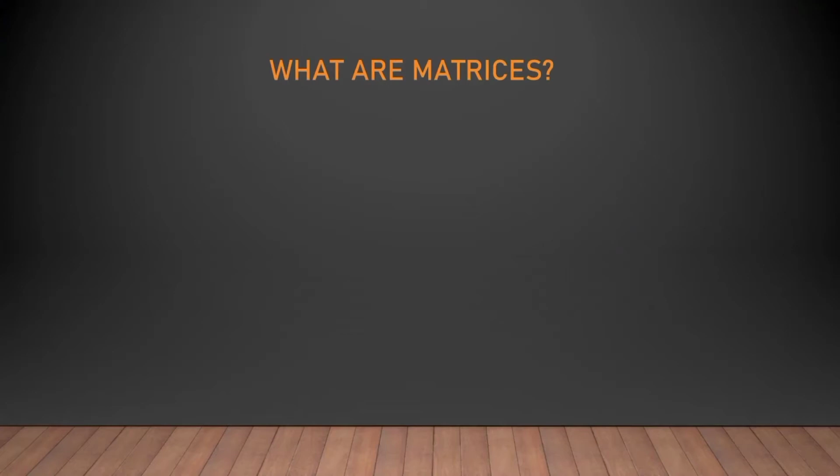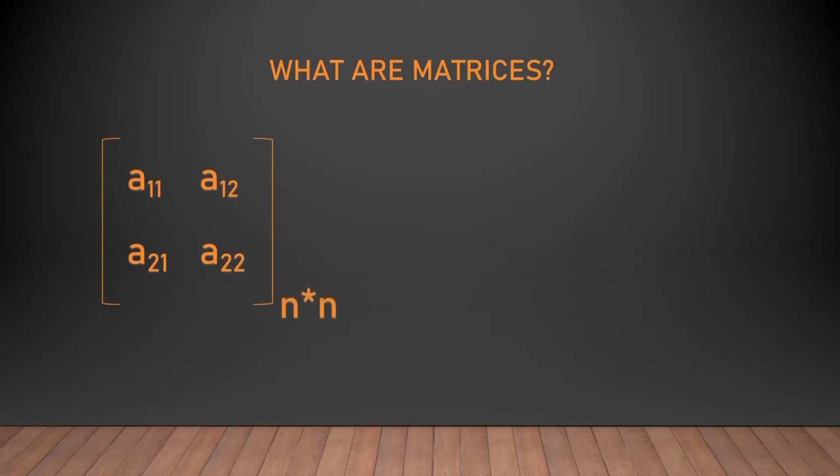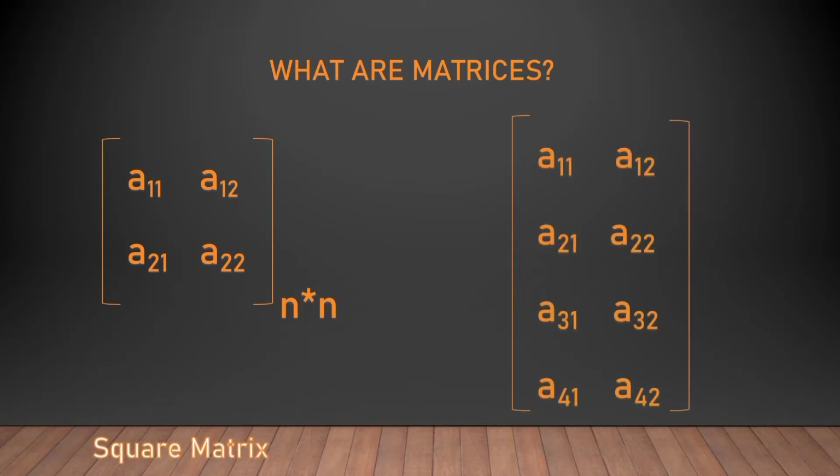What are matrices? A matrix is a rectangular array of numbers, algebraic symbols, or mathematical functions. If the number of rows and the number of columns in a matrix are the same, that particular matrix is called a square matrix. Whereas if the number of rows and the number of columns are different, that particular matrix is called a rectangular matrix.